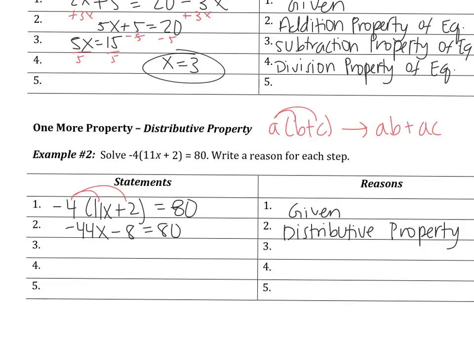Okay, let's see how we did. Now remember that we're solving for x. So if you were solving, the next thing that you should have done is add 8 to both sides. This gives you negative 44x equals 88. The reason that this statement is true is because of the addition property of equality.